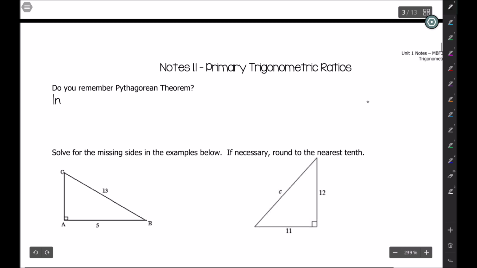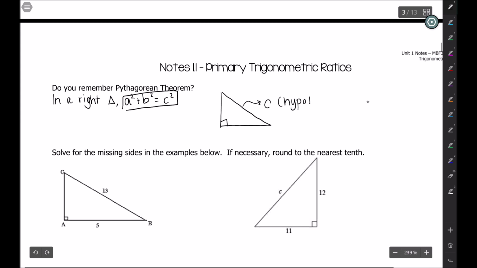In a right triangle, Pythagorean theorem tells us that a squared plus b squared equals c squared, okay? But we have to know what a, b, and c are. So here we have our right triangle, and this side is called c, and the name for it is the hypotenuse, okay? And something you need to know about the hypotenuse is it is the longest side of the right triangle, okay?